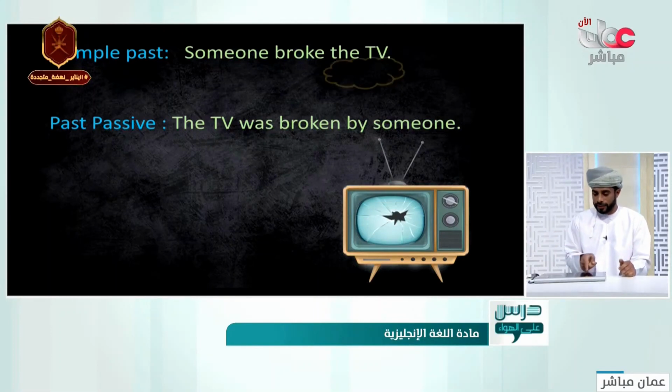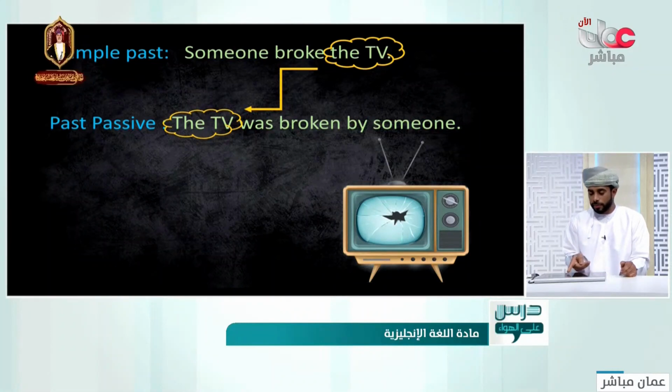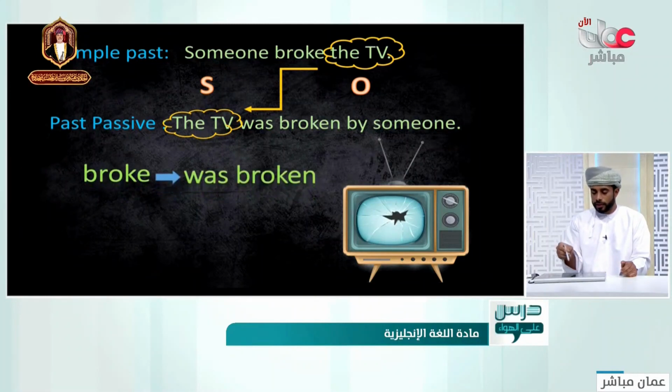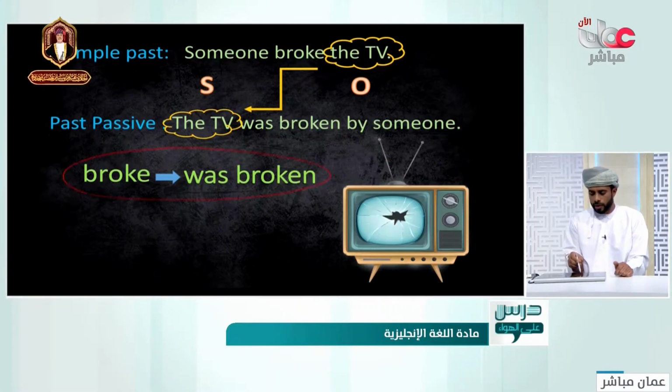What happened there? As you can see, the word TV moved to the beginning of the sentence. The object became the subject. And something also happened to the verb. The word broke became was broken. So what is the difference between the past simple and past simple passive, or past passive? The first thing is that we move the object to the subject, and we have made some change in the verb. We have was or were with the past participle.